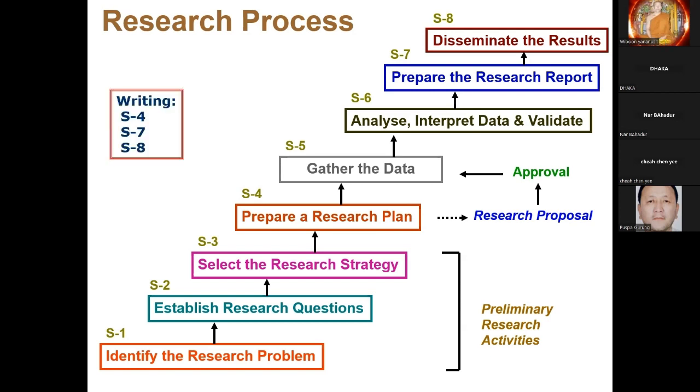So see, the fourth, seventh, and eighth: prepare research plan, and the seventh is prepare the research report, and the last is disseminating the results. These are the portions which are related with the writing of a research report, research paper, or research thesis, or the dissertation of MPhil or the PhD course. So these are the stages.